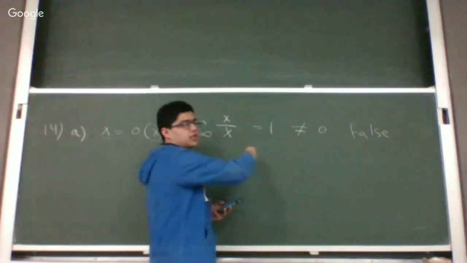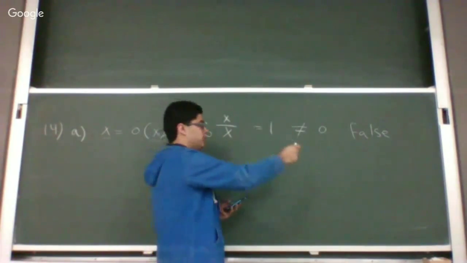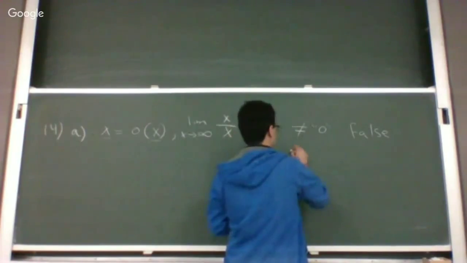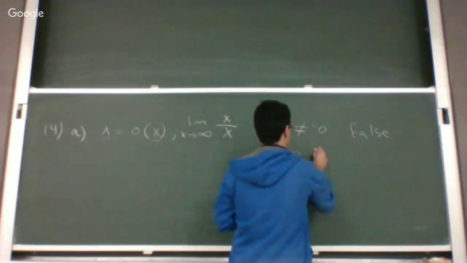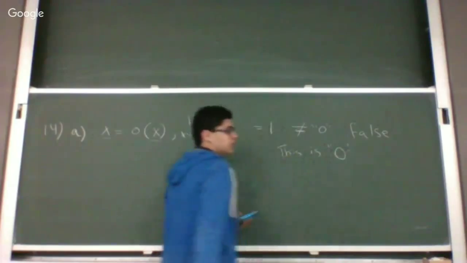What would the 1 represent? Big O. So this is big O.